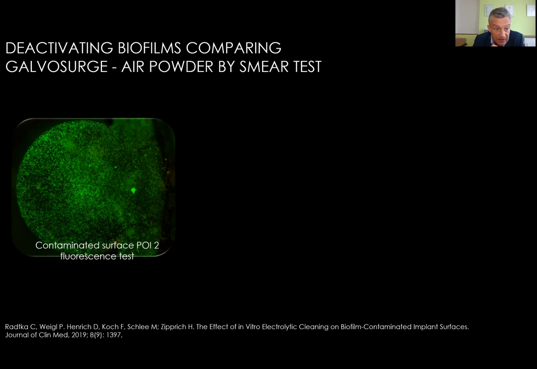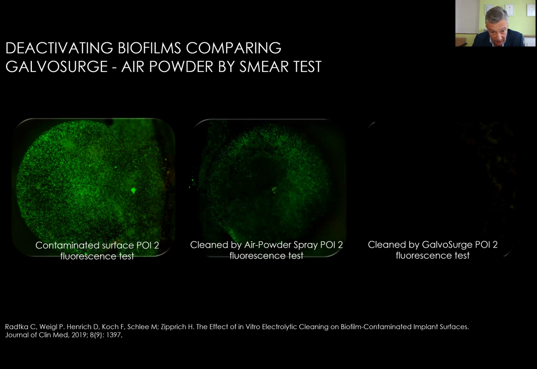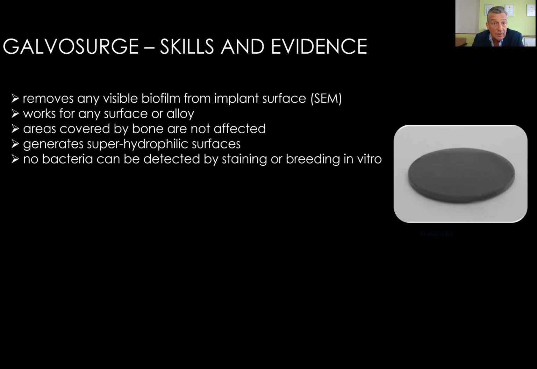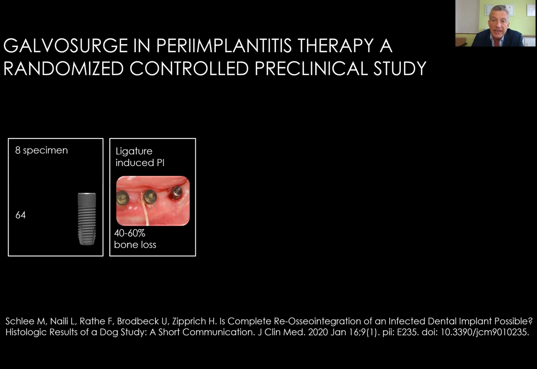This is another method to prove that. This is a fluorescence test. You see a freshly produced biofilm, 2 weeks old. Every green dot stands for a living bacteria. And on the center picture, you see the cleaning after air powder spray, on the right screen after the electrolytic approach. So again, this test proved that no vital bacteria were visible or accessible after GalvoSurge treatment. So the conclusion we can draw out of this in vitro study is no bacteria can be detected by staining or breeding in vitro.